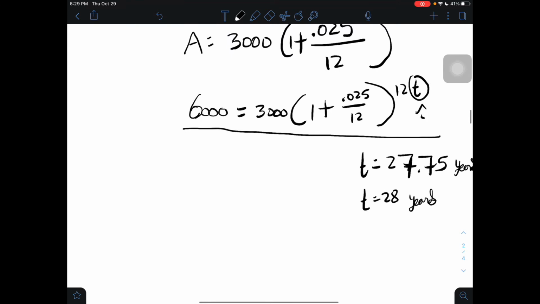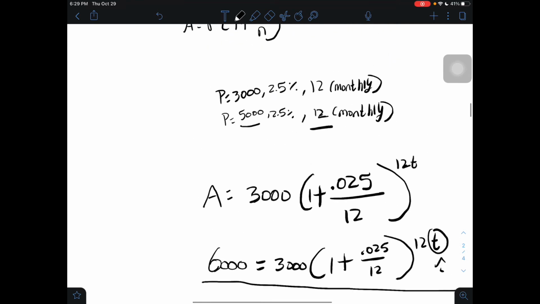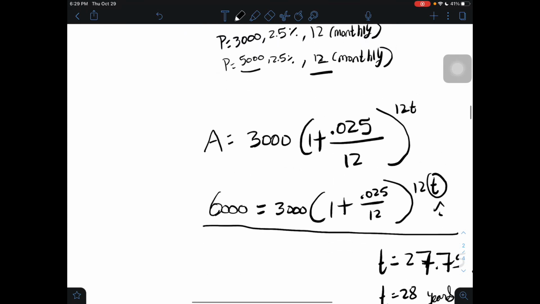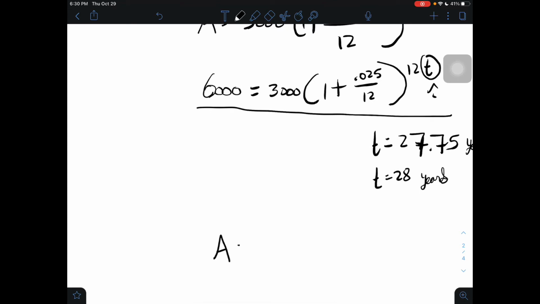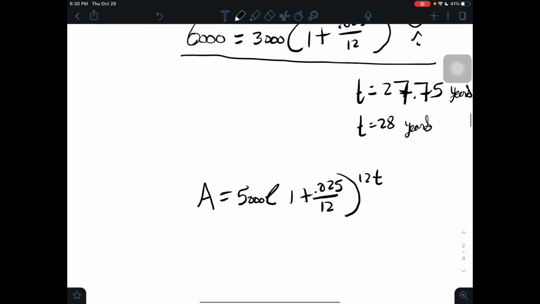Then we're going to do the same thing, but we said our initial investment is going to be 5,000, because we're trying to prove that our initial investment does not affect our doubling time as much as our actual percentage rate and compoundings per year. So we're going to do the same thing. We have A equals 5,000 times (1 plus 0.025 over 12) to the power of 12 times t. We're going to do the same thing: put this into our calculator and solve for t.